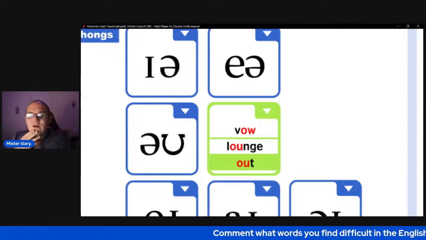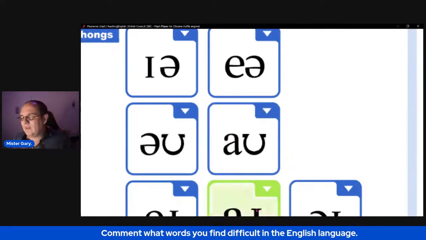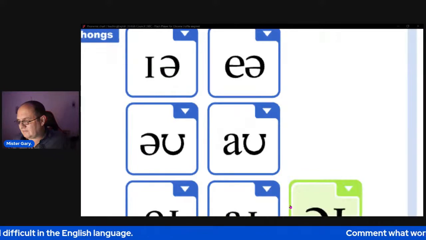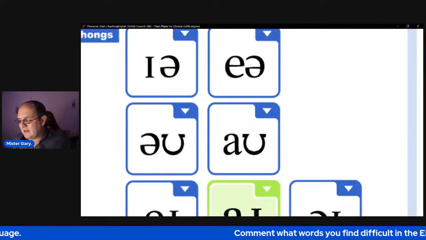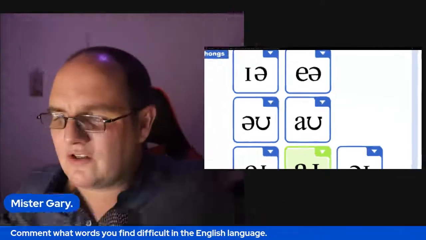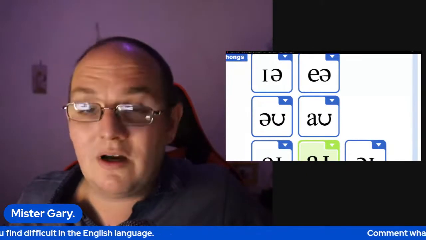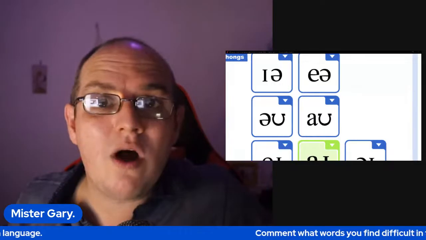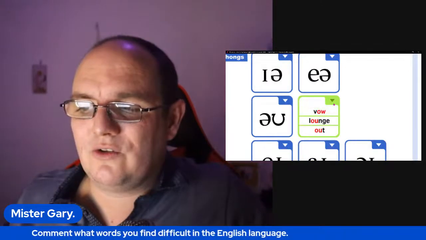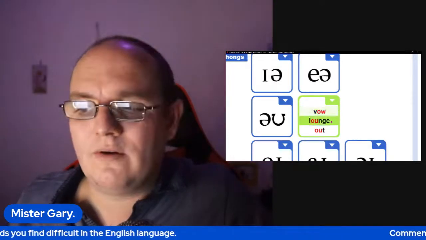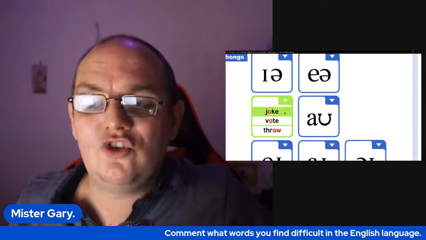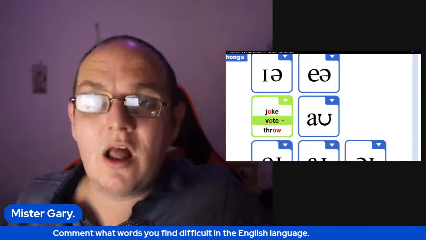Out. So notice this jaw now comes right down. And I'm going to just try and go over to my app here and make myself a little bit bigger so you can see those movements a little bit more. Alright, ow, ow, lounge. Okay, let's look at those again. Ow, vow, lounge, out, oh, joke, vote, throw.